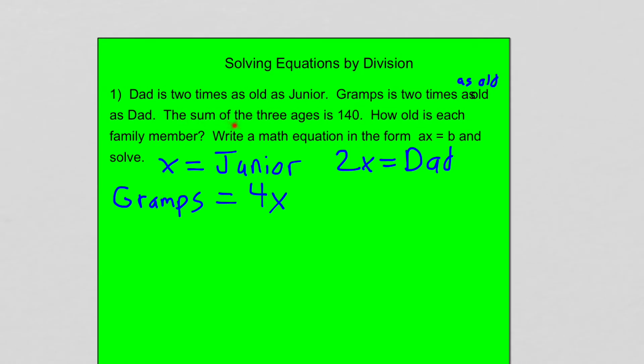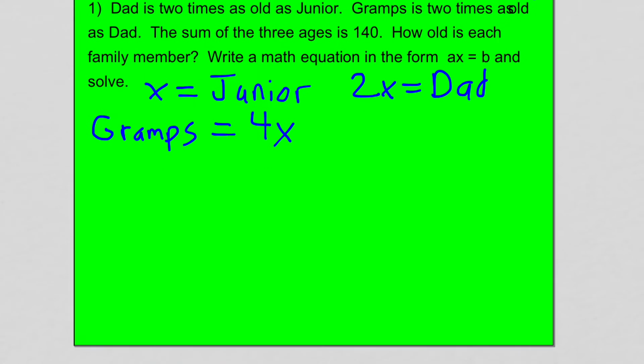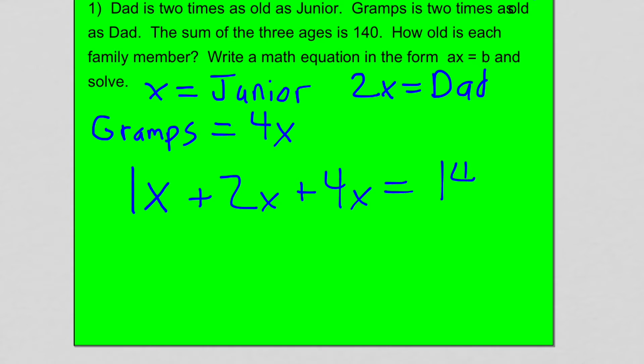And it says the sum of those ages is 140. So we have to add up those ages. Junior is X, and just so everyone's clear, if you have a variable X with no number in front of it, no coefficient we call that, then there actually is a 1 there. So you can think of Junior as 1X, Dad as 2X, and Gramps as 4X. You add all those up and they're supposed to equal 140.